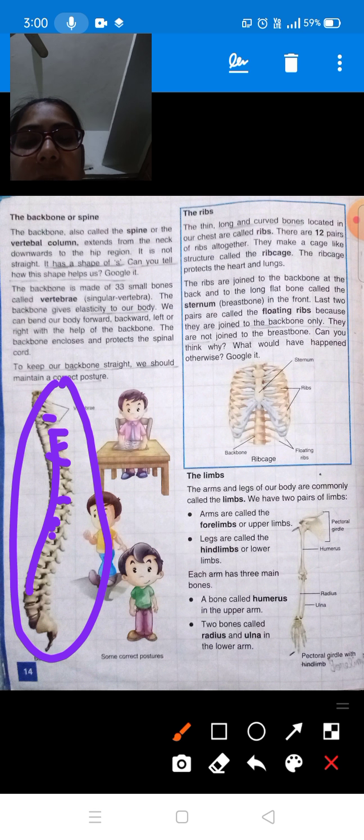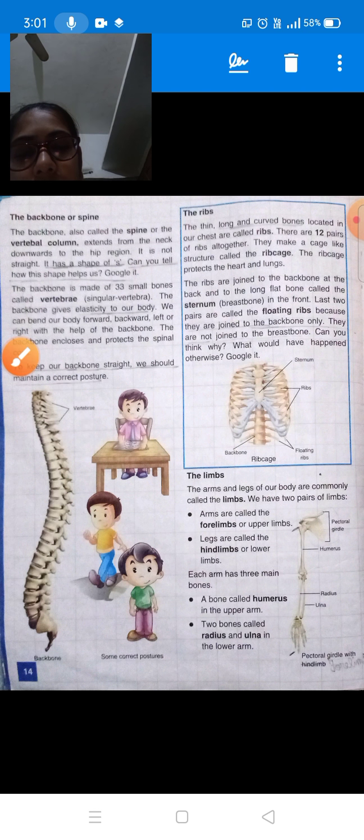The backbone gives elasticity to our body. Elasticity means we are able to bend our body properly, and this is because of the backbone. We can bend our body forward, backward, left or right with the help of the backbone, because of this vertebral column. The backbone encloses and protects the spinal cord.